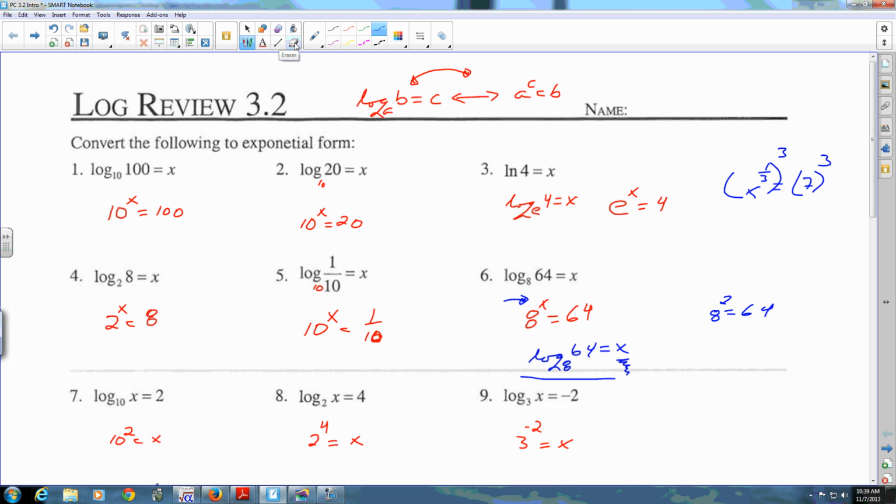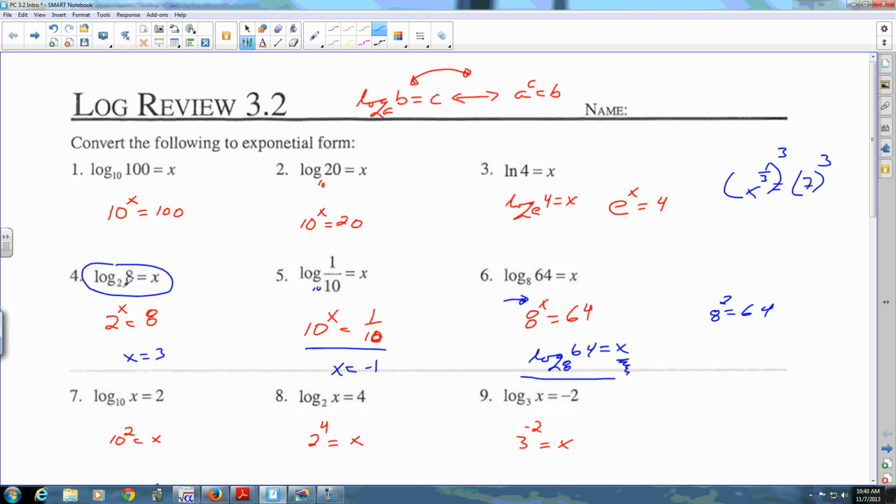Let me erase this off of here. The base is missing, so once again it's base 10. 10 to what power is 1 over 10? That's the translation. 10 to what power is 1 over 10? And hopefully you guys remember your exponents. The answer for this would be 10 to the negative 1, so x is negative 1. 2 to what power is 8? I hope you remember your powers. It's 3.